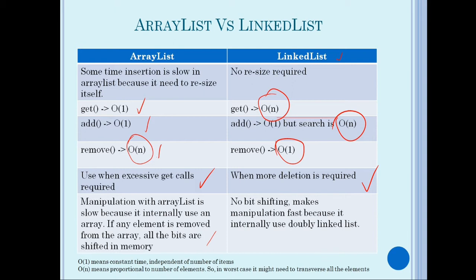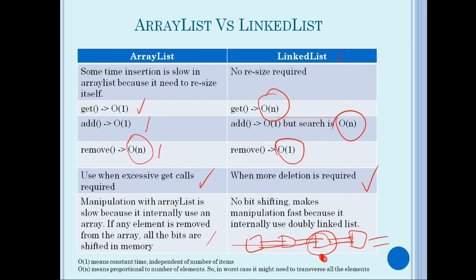But in the linked list, because they are nodes, they are not on an index space as such, so no bit shifting happens, right? You say I want to put something at a specific point. For example, just take an example. So this is one element, this is the second element, this is the third element, this is the fourth element, right? And they are linked lists, so they are joined like this, right? So let's say you want to put some element here, right?